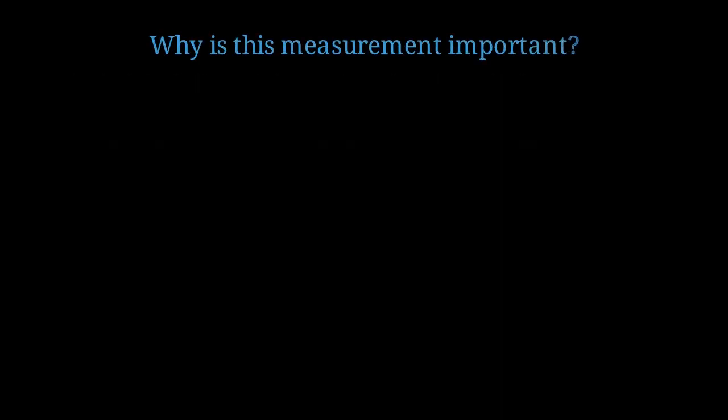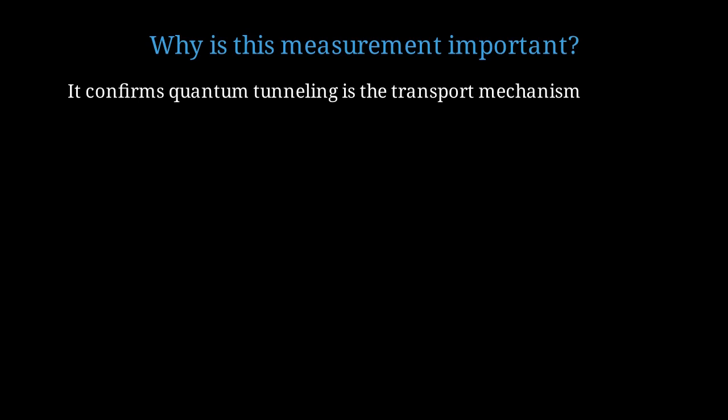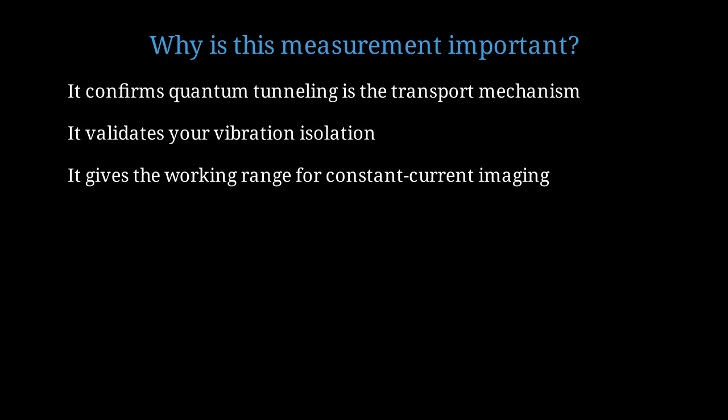Let's ask, why is this current distance measurement so important? It's not just a calibration step. First, it confirms that quantum tunneling is indeed the dominant transport mechanism. If you saw a different functional form, it might indicate field emission or other processes. Second, if you can measure smooth exponential decay without noise, it demonstrates that your vibration isolation is adequate. Random fluctuations would show up as scatter in this plot. Third, it tells you the dynamic range for constant current imaging. You typically want to operate where the current is sensitive enough to detect atomic features, but not so sensitive that noise dominates.